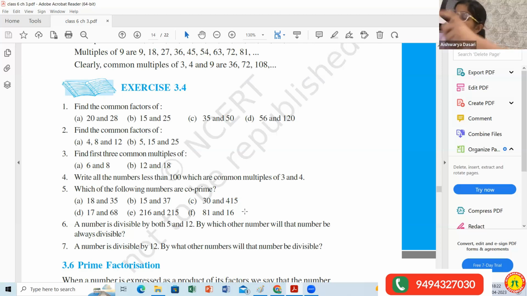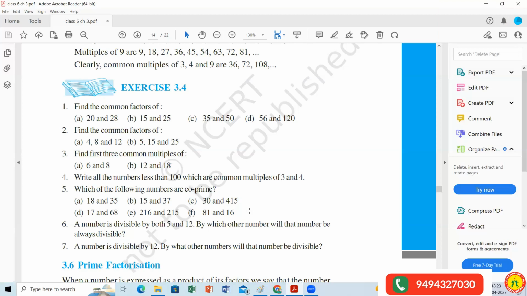This is a very important application, children. It is a basic question, but multiple questions may be asked on this concept. If any number is divisible by given numbers, the product is also always divisible by the numbers. That's why we are multiplying 5 into 12. 60 is the number which is always divisible by both the numbers.